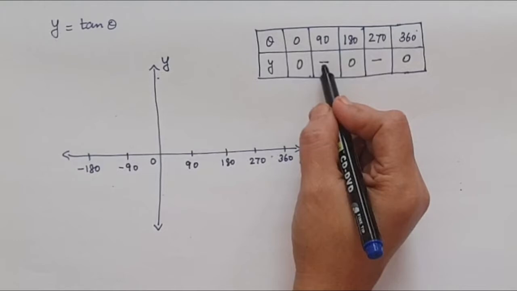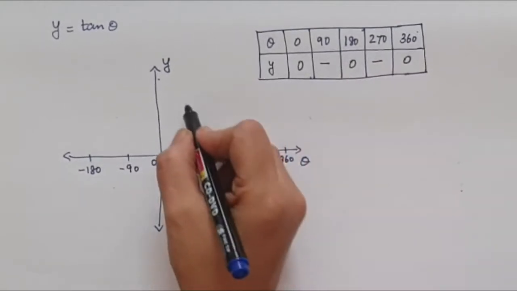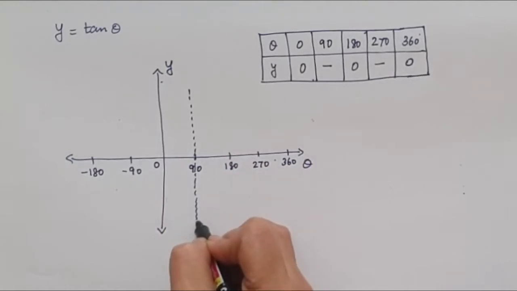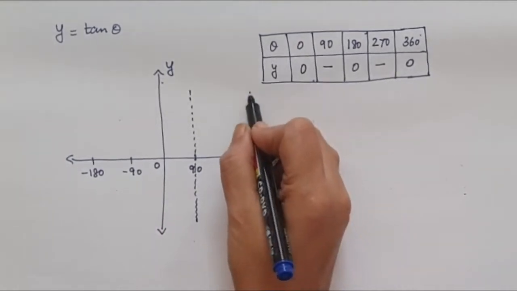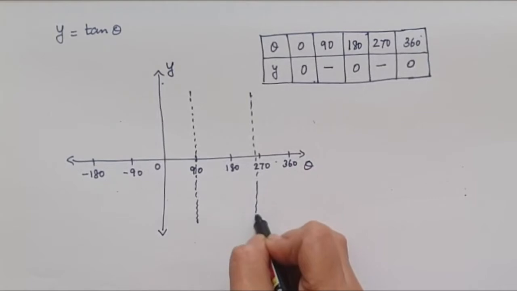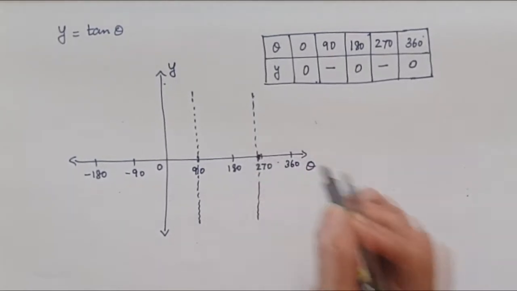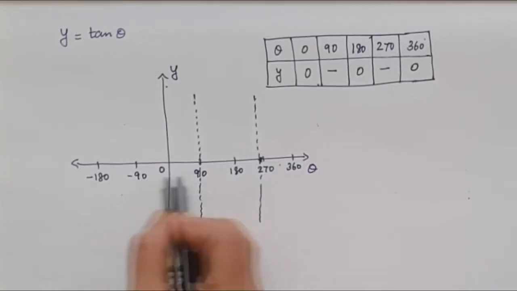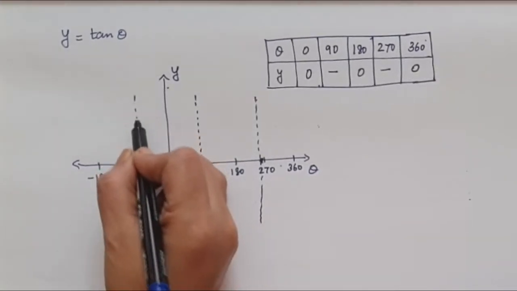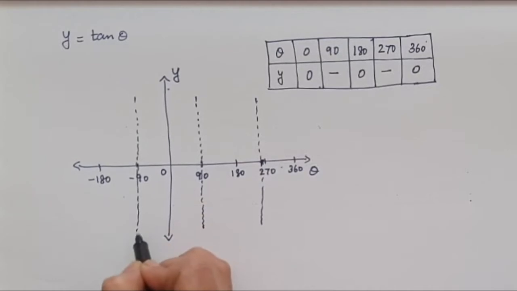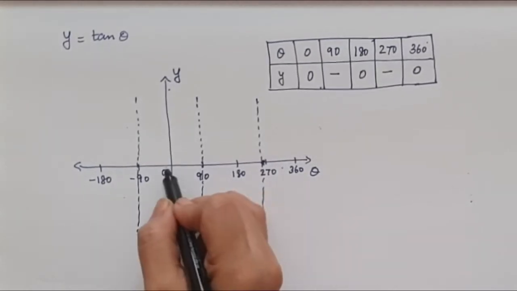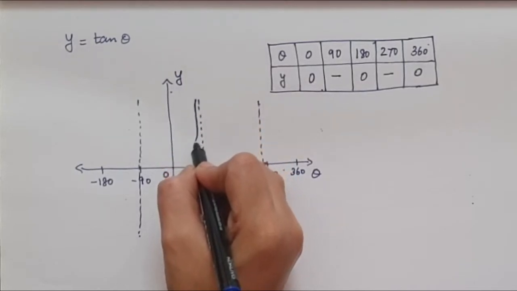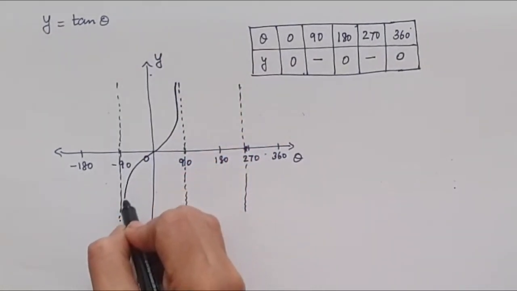So we see the graph will not pass through 90 and 270. So we'll make a line like this at 90, and our graph will not pass through this line. And at 270 also it will not pass through, so we'll make a line like this at 270. Automatically this is a difference of 180. So at minus 90 also, the graph will not pass through. But the graph has to pass through 0.